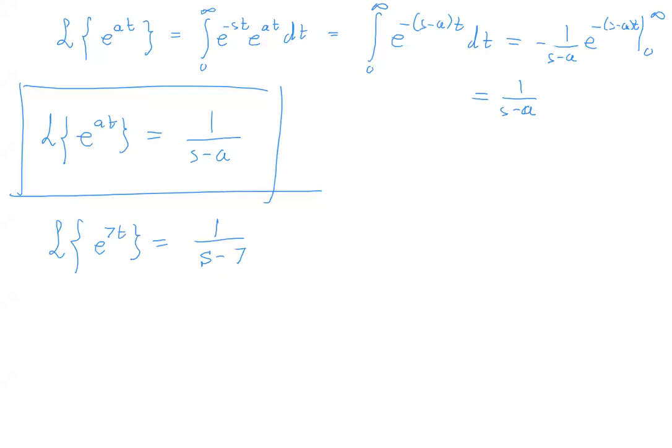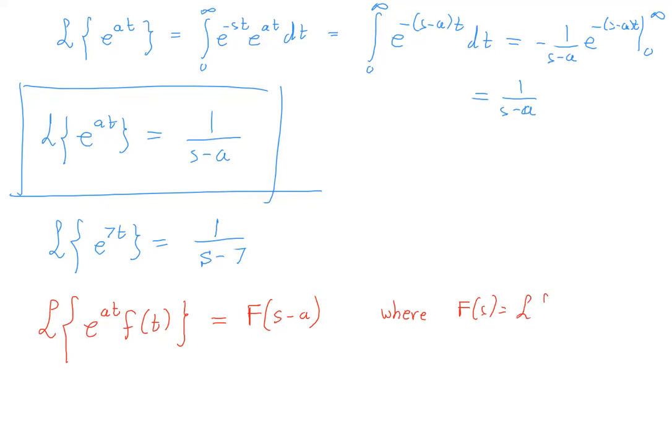So here comes a really cool one now. In general, if somebody gives you the Laplace transform of e to the at multiplied by f of t, then what you will get is the Laplace transform of little f, but instead of computed at s, computed at s minus a, where F of s is the Laplace transform of f of t. What do I mean by this?